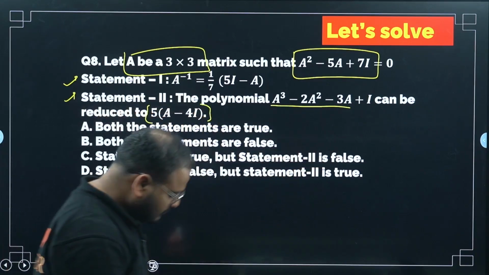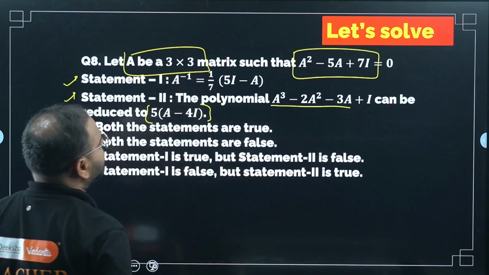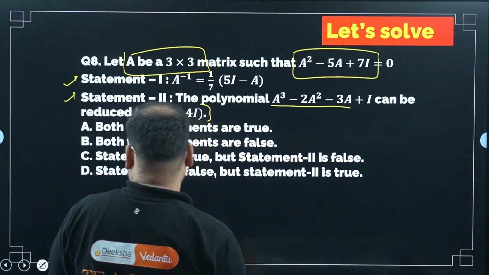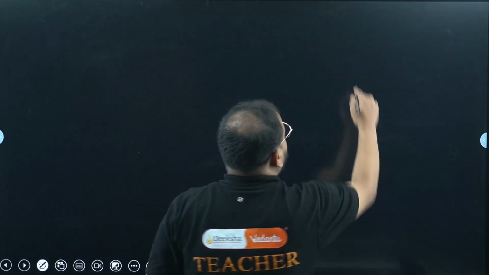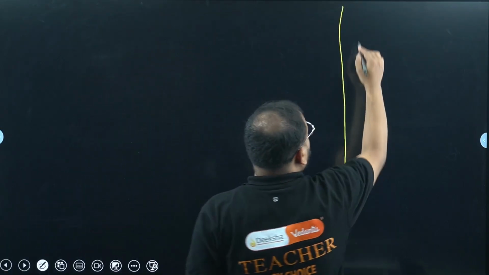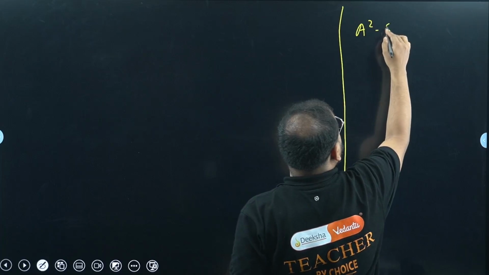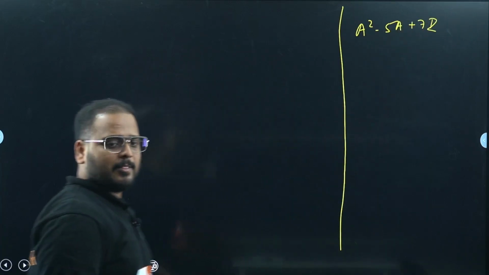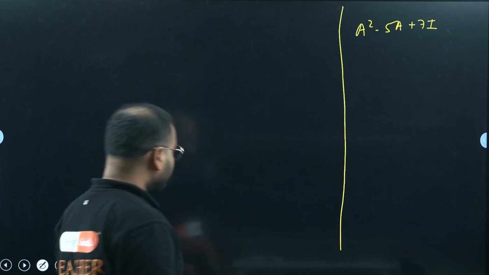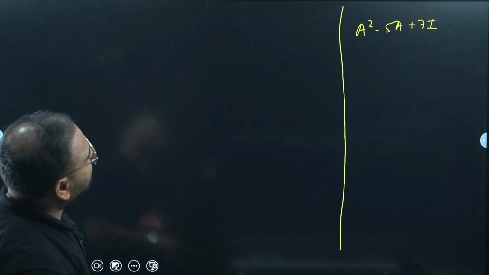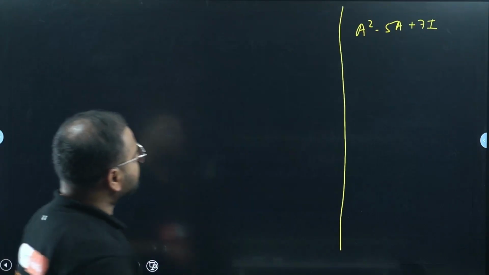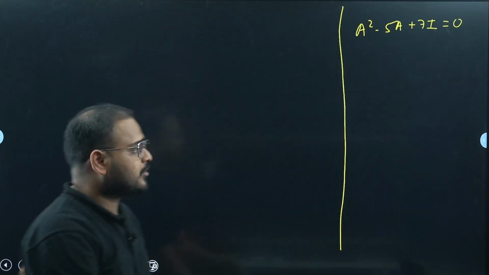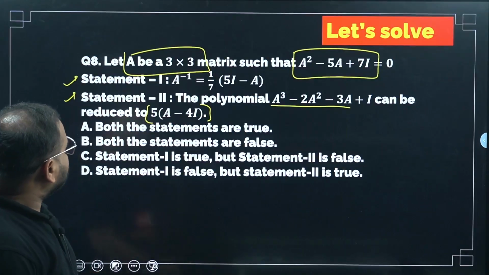Okay. So first let's look at the first statement. Before that, let's see what they have written here. A square minus 5A plus 7I. Looks like Z. Let me erase it. Okay, sir. So plus 7I, correct? Plus 7I. This is the given condition, equal to 0, the null matrix.